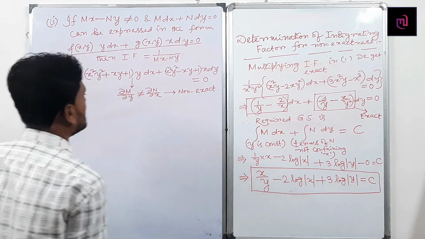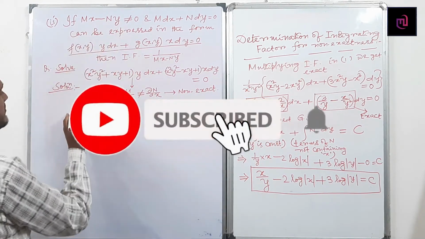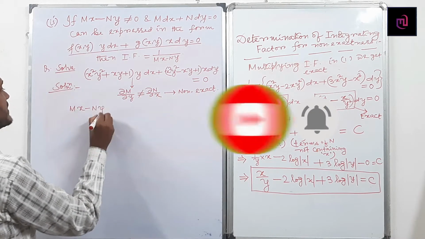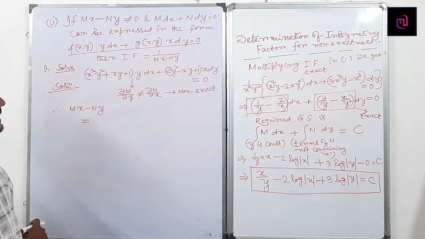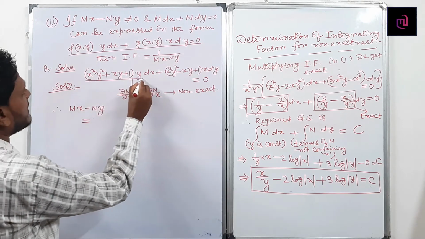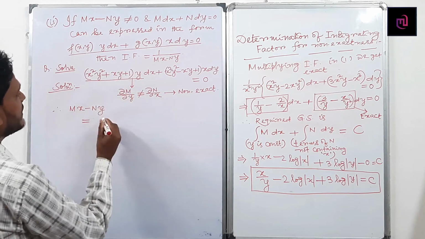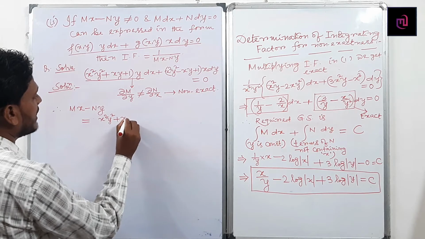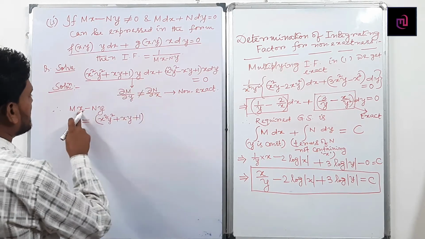So here in this case, we have to find the integrating factor. So mx minus ny. Therefore you can write mx minus ny. Suppose this part becomes M. So M into x: can I write xy into this term? So (x²y² + xy + 1) into x into y.